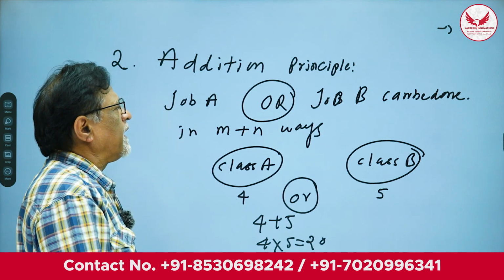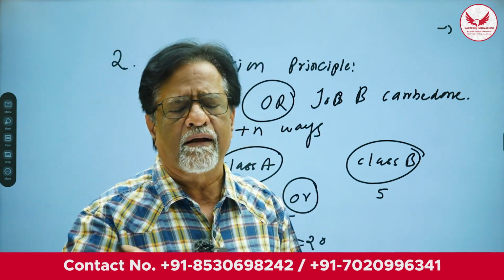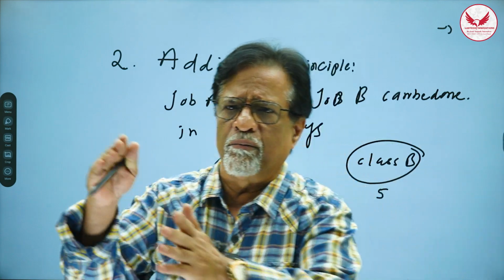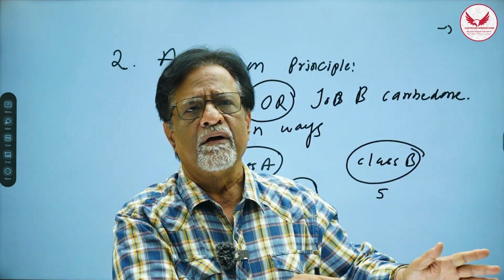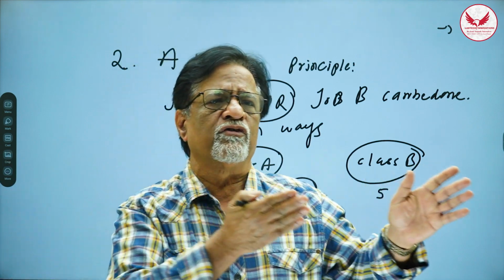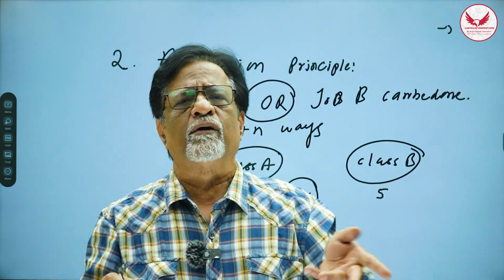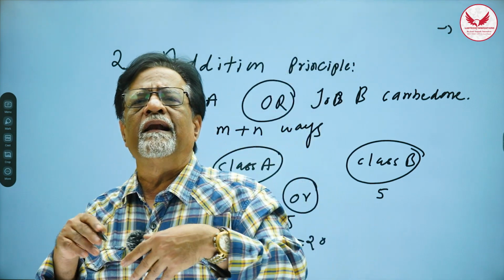So students, I want you to understand these 2 principles very correctly. There is a job A, can be done in m ways. There is a job B, can be done in n ways, right? If I want to do both the jobs simultaneously, I will multiply. And if I want to do only one of them, either of the 2 of them, then I'll add them, right?